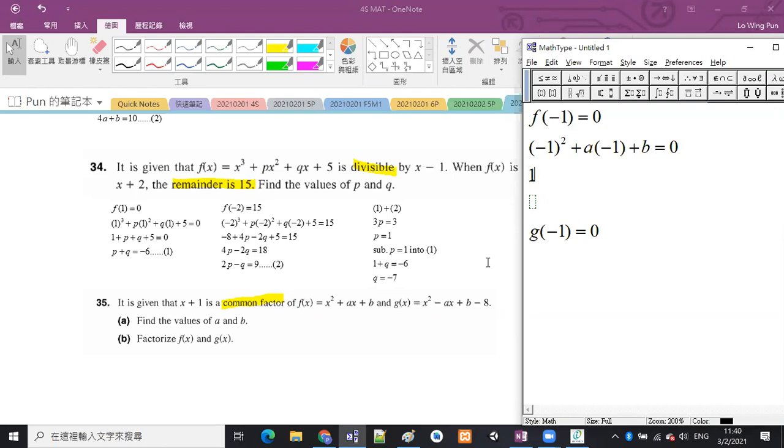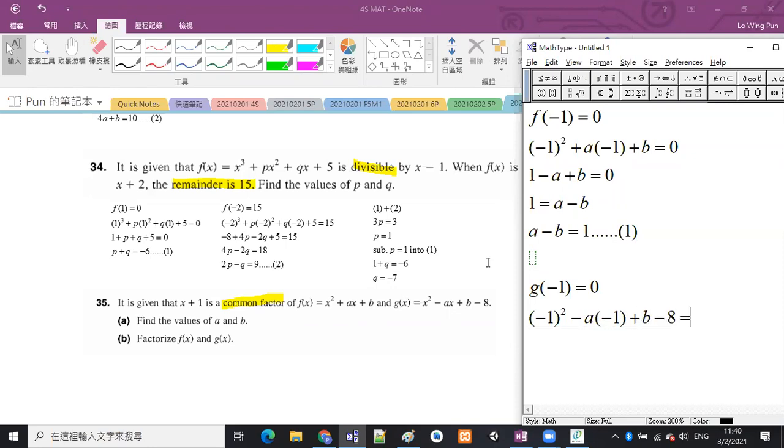So f negative 1 is negative 1 squared plus a times negative 1 plus b, which is 0. So 1 minus a plus b is equal to 0. 1 is equal to a minus b. So I will write a minus b equals 1 as equation 1. And then for the second information, g negative 1 is equal to 0. But gx is calculated by this: minus a times negative 1 plus b minus 8, and then it's equal to 0. So we have 1 plus a plus b minus 8 is 0, and then a plus b is equal to 7. And label this to be equation 2.